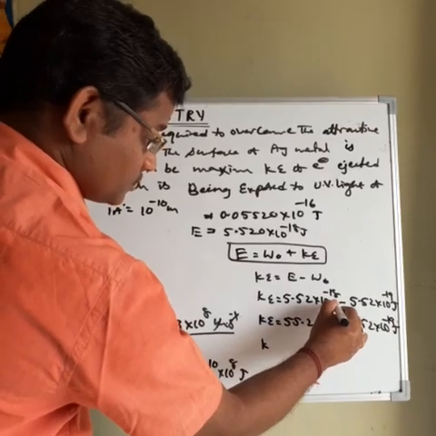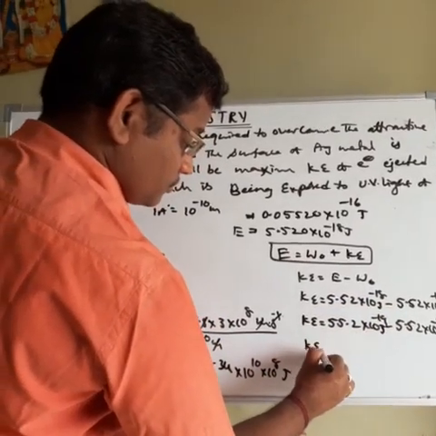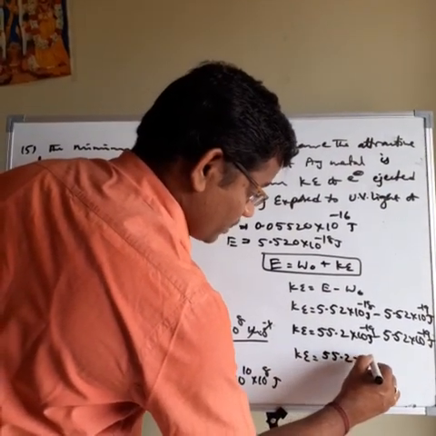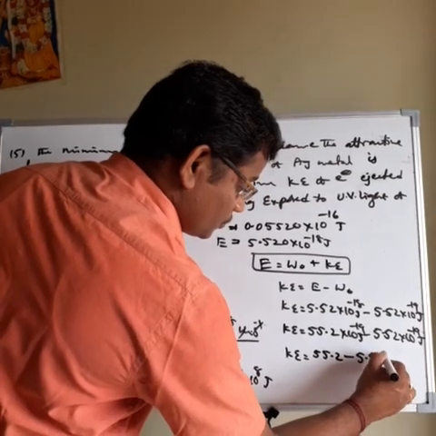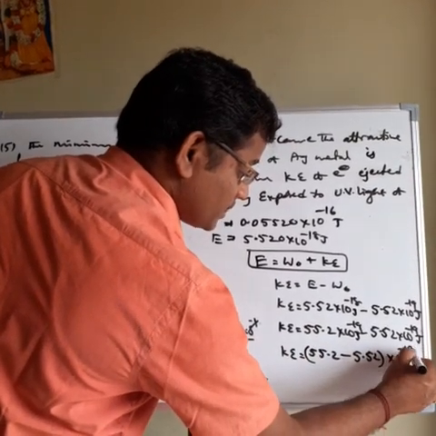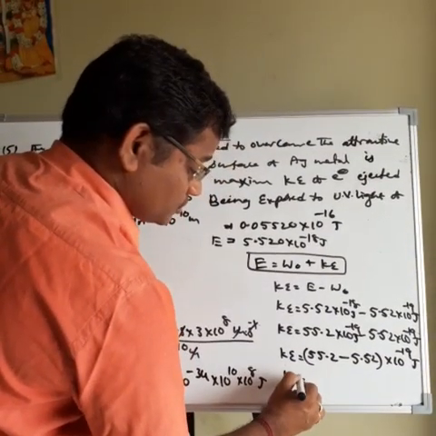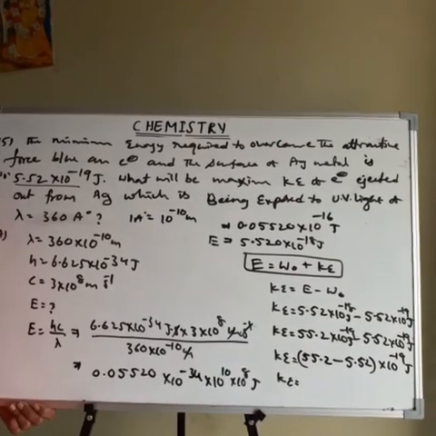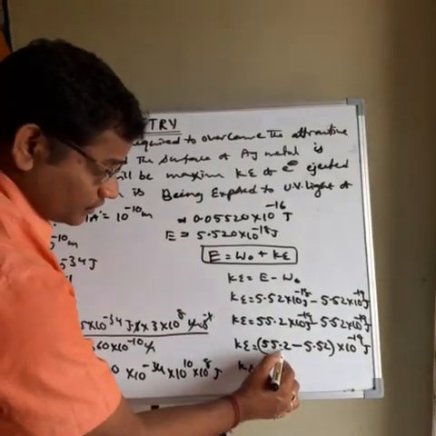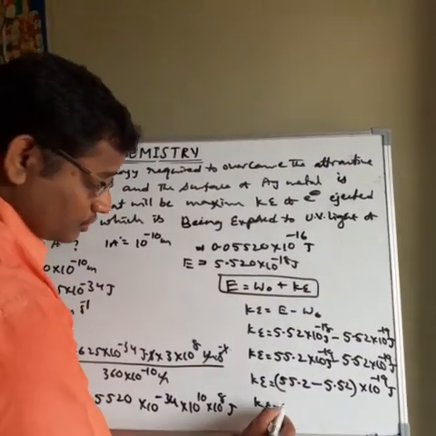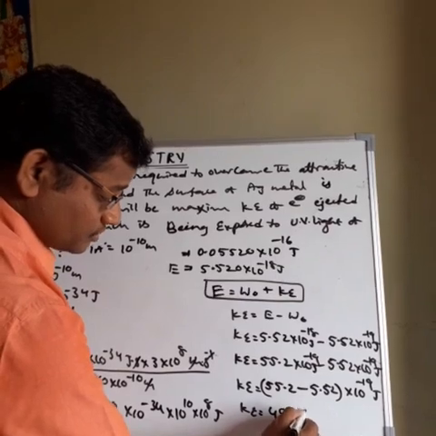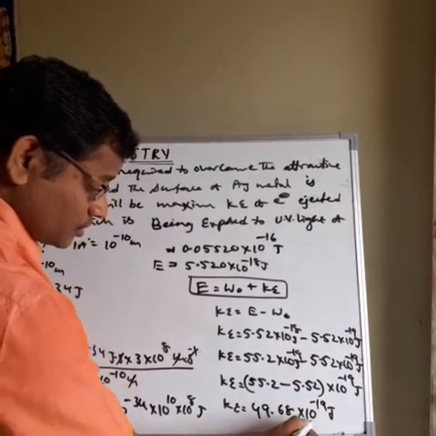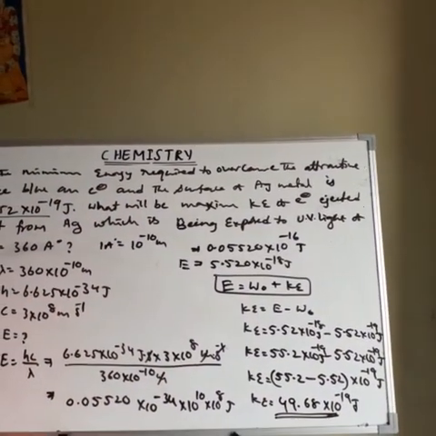This is also joule, this is also joule. Then take 10 power minus 19 joule common. Then what we get? 55.2 minus 5.52 into 10 power minus 19 joule. Its value is how much we got? 55.2 minus 5.52, its value 49.68 into 10 power minus 19 joule will come. So this is the kinetic energy of ejected electrons.